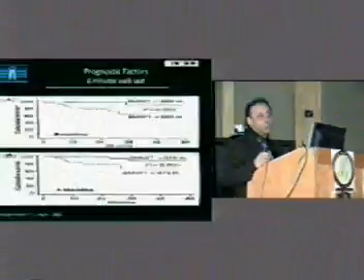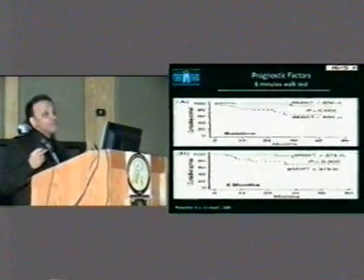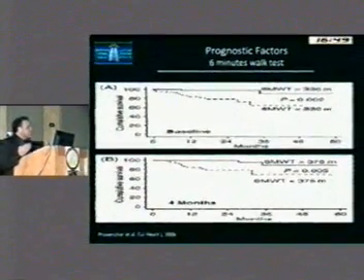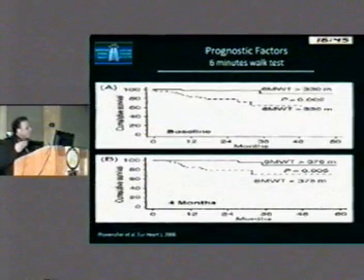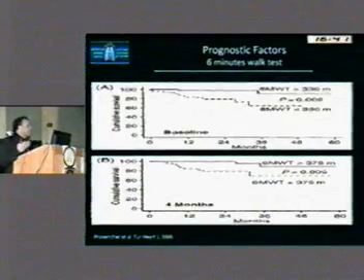6-minute walk distance. I would say that's the endpoint that's used in 99% of the clinical trials, because it reflects the exercise performance, endurance of the patient, and it reflects the cardiac output. The more the patient can walk, you assume that's the better cardiac output they have.